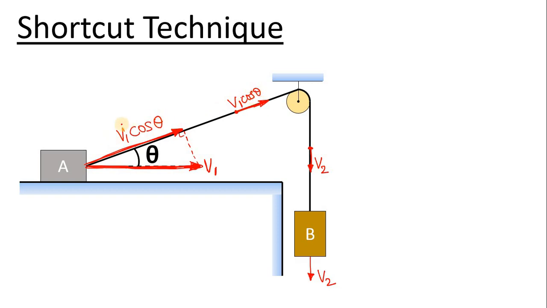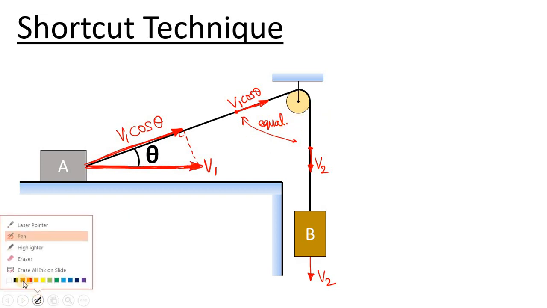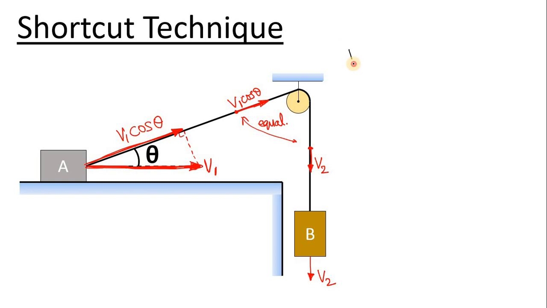Or we can say v1 cos theta is actually the velocity of this end of the string connected to the block along the direction of the thread. That is the velocity v1 cos theta. So definitely every point on this thread must have the same velocity, which is v1 cos theta, and every point on the other side must have the same velocity v2. But these two velocities must also be equal, because they belong to the same thread, the same string. That is why the final answer would be that this velocity v2 is equal to v1 cos theta.